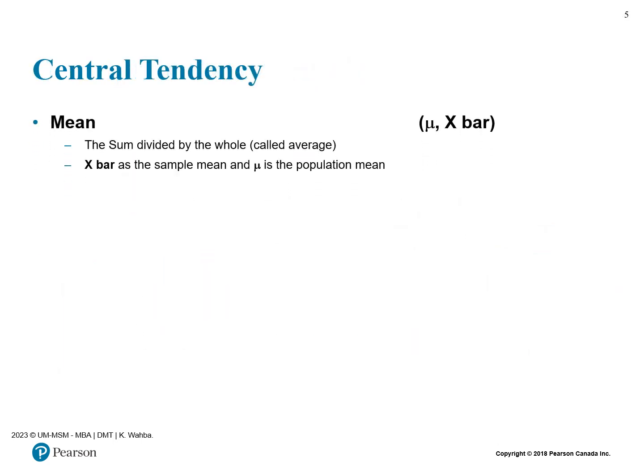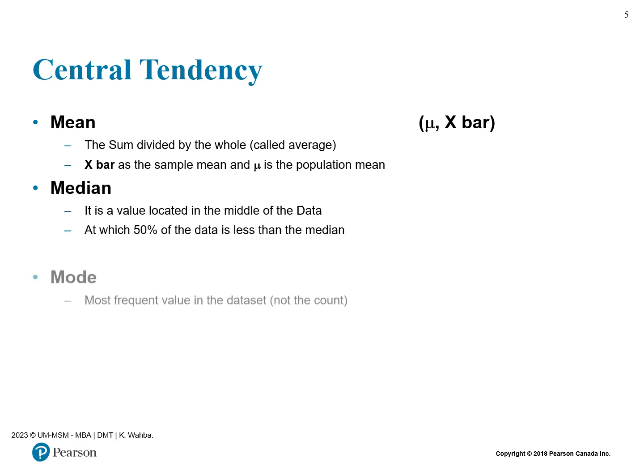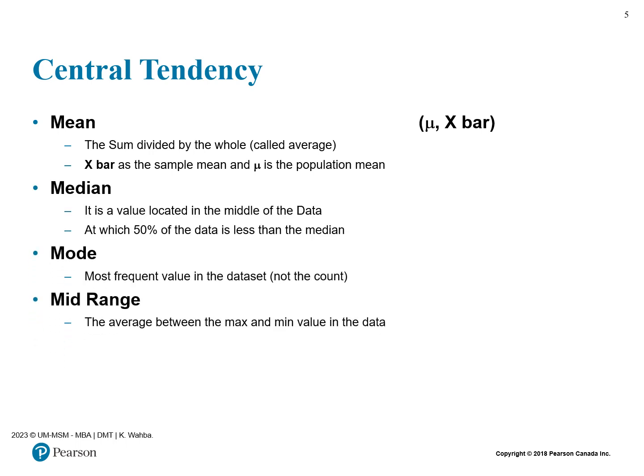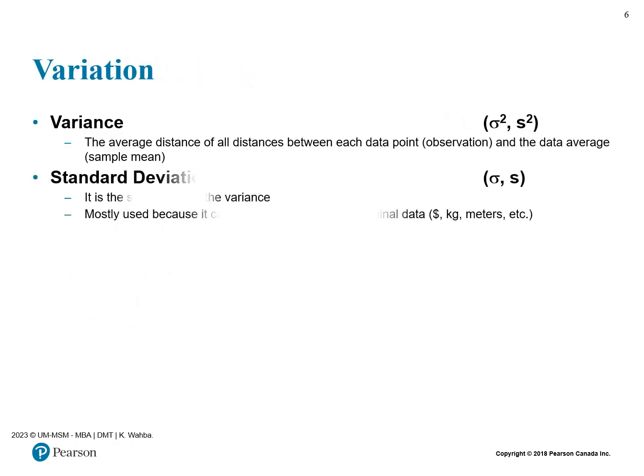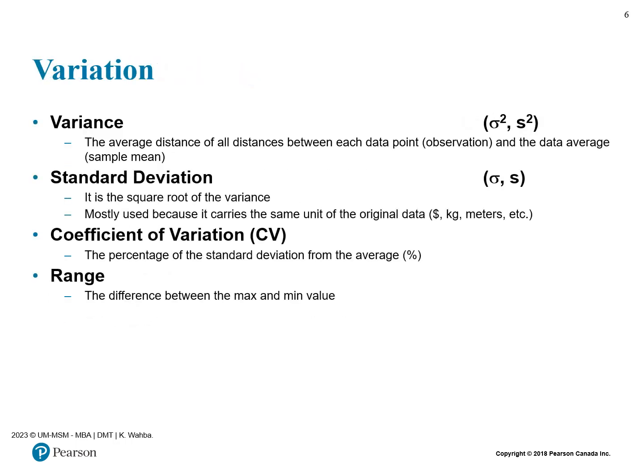I will not really go through the basics here because you can read them, as well as remember them from previous studies. So these are the variance, standard deviation, coefficient of variation, and range, as well as the interquartile range, which I just talked about.